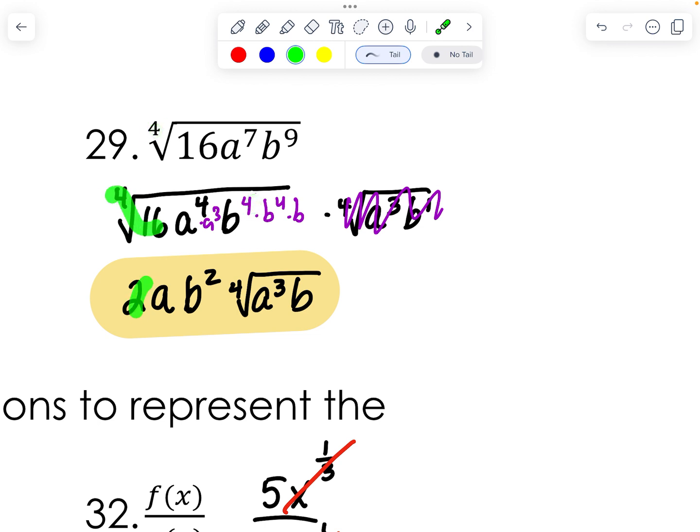So the fourth root of 16 is 2. The fourth root of a to the 4th is a. And then we have this a cubed left over, which is still under the fourth root. We have 2 different b to the 4ths, which get multiplied when you fourth root them, so b squared, and this b stays underneath.